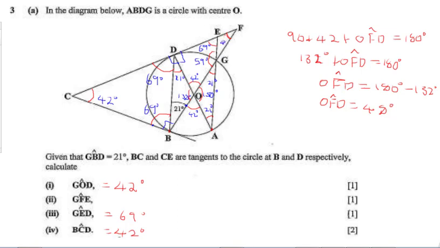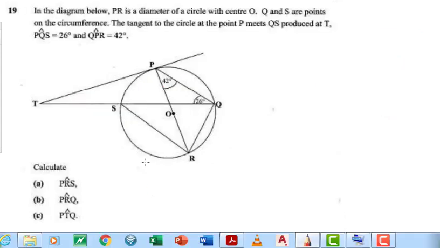Okay, let me write it outside. 48 degrees. And if OFD is equal to 48 degrees, it means it's the same as GFE. So we've got 48 degrees as the last one that we were looking for, which is GFE. And that is how we go about solving this problem on circle theorem. So let's look at a different question now.